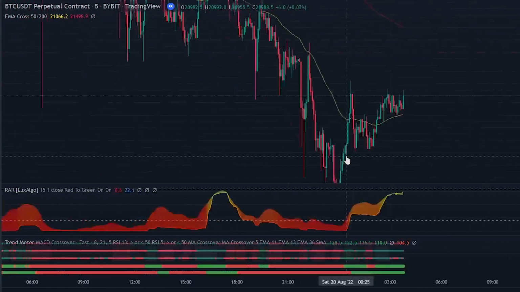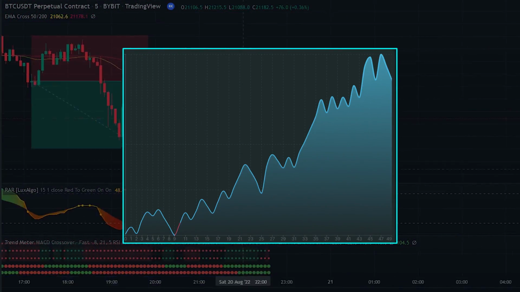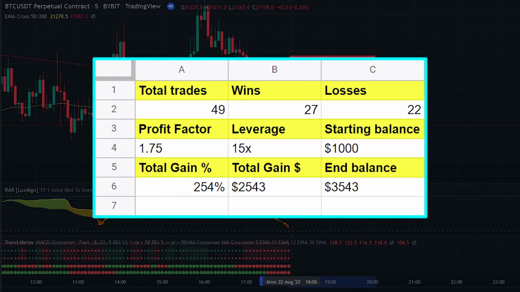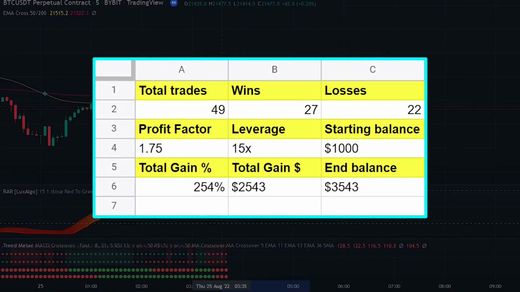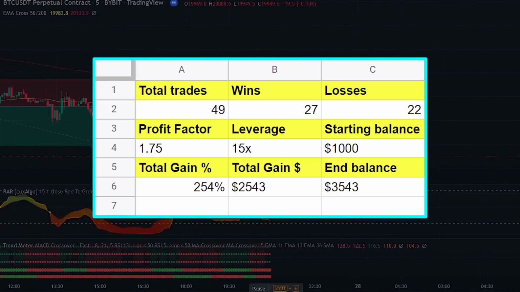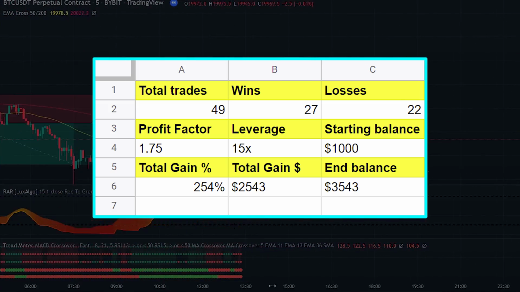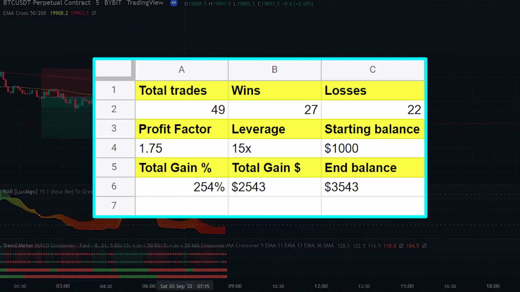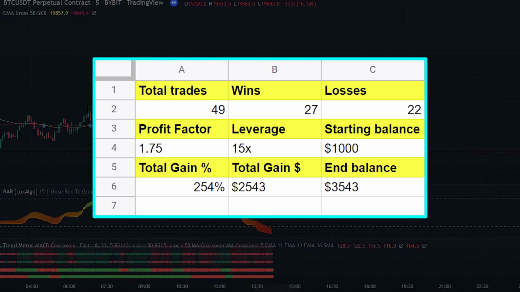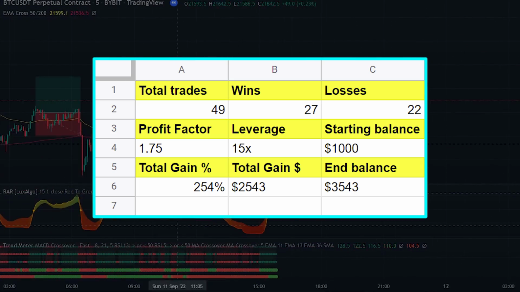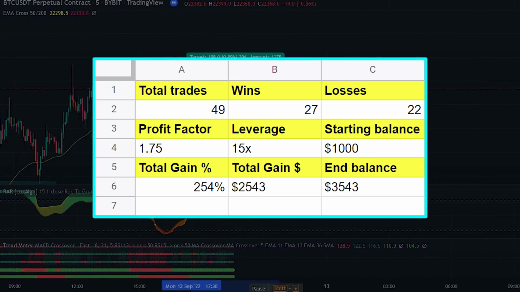As you can see, we were able to take 49 trades during the backtest. With 15x leverage, we were able to profit $2,543 with the strategy starting with $1,000. This means that we made around 254% with the strategy. We can also see that we had 27 wins and 22 losses, which means that the profit factor was around 1.75. This is quite good for such a simple strategy.